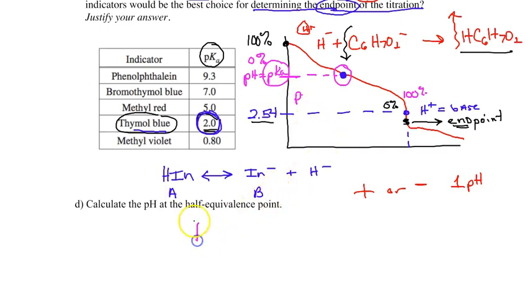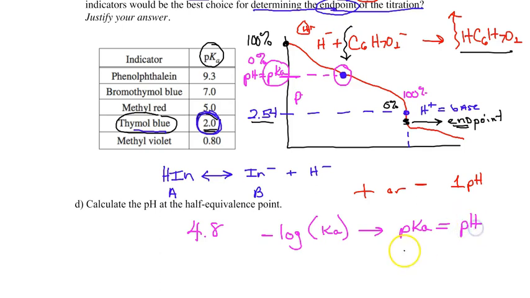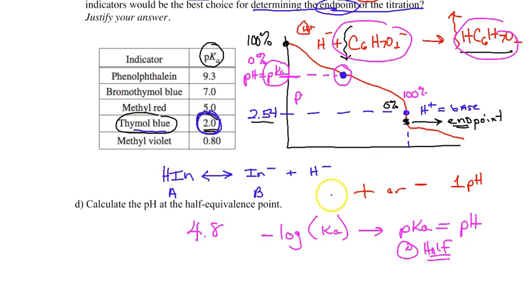All right, so 4.8 is the answer because all I did was negative log of the Ka, which was given to me. And negative log of the Ka is going to give me my pKa, which is going to equal the pH at the half equivalence point, because that's where you're going to have 50% of both your base and conjugate acid. That's important you realize. All right, so very simple there. 4.8, all I did was negative log of the Ka that was given to me in the problem above.